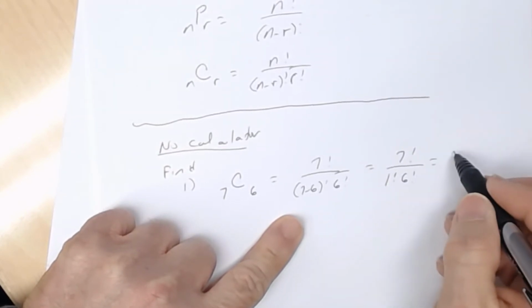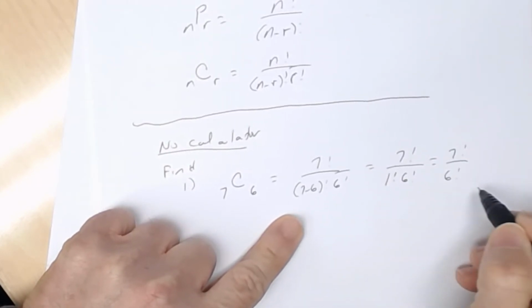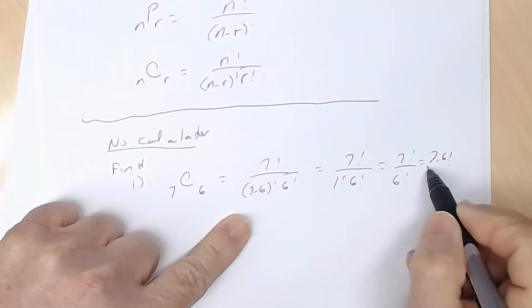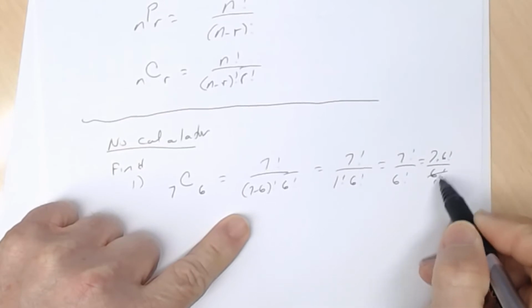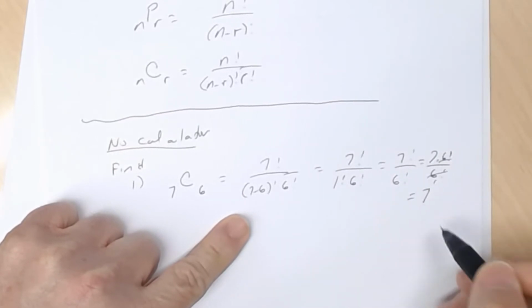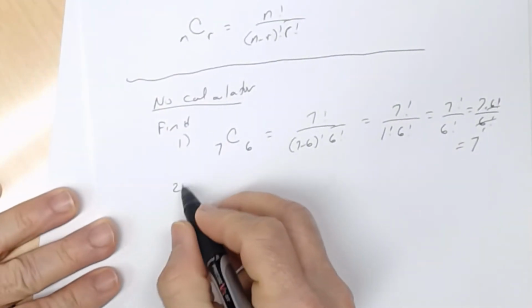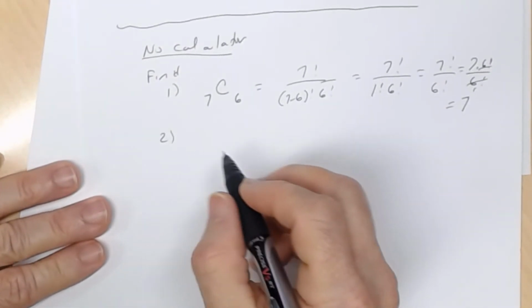So that becomes 7 factorial over 6 factorial, right? So that becomes 7 times 6 factorial over 6 factorial. The 6 factorial is divided out, so what's the answer? 7. Okay? All right, let's look at number 2. Number 2, without using the calculator, let's think about that.